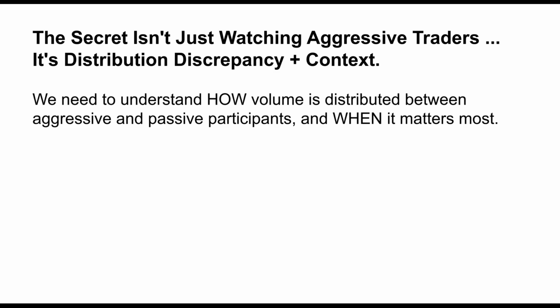And what we've found over the years of trading and analysis is it's not just that there's aggressive traders present, right? You need to understand how that aggressive trading is being distributed between both the aggressive traders and the passive traders, right? And when it matters the most, because again, there's always aggressive traders, there's always passive traders. Aggressive traders trade against passive traders, all right? But depending on how it is distributed throughout the bar and throughout the market is what matters the most.